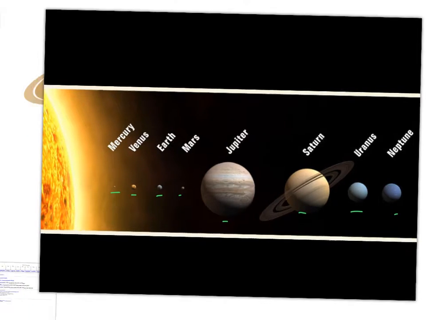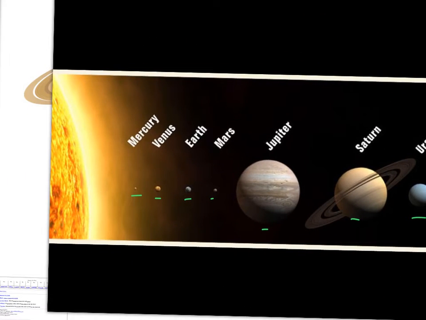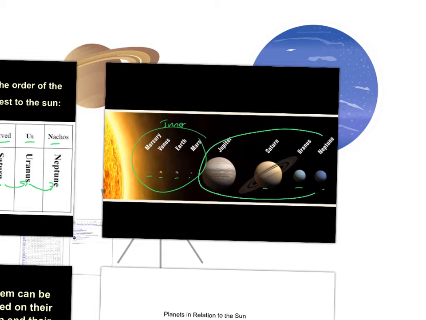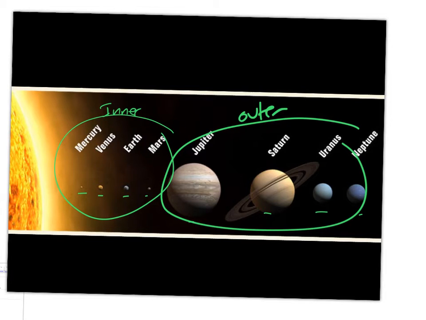Okay? Now, one of the things you're going to learn is there are certain planets that are called the inner planets. These are the inner planets. And these are the outer planets. And there is a reason why they're considered the inner planets and the outer planets. And right between here is the asteroid belt.